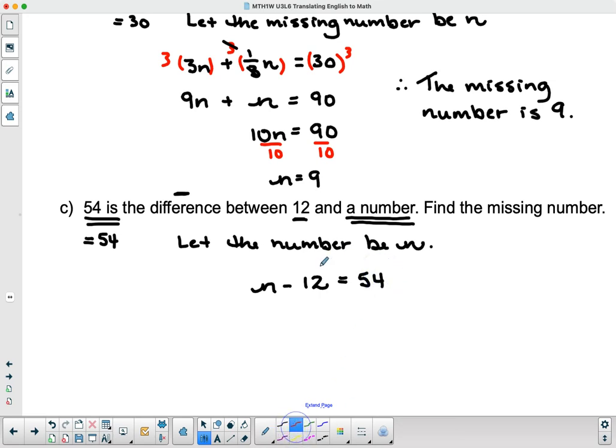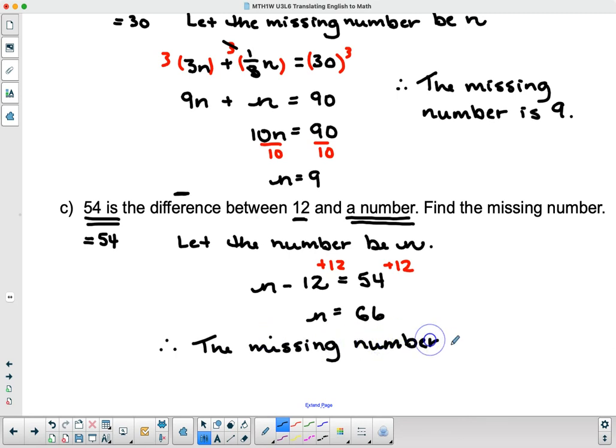This is pretty straightforward to solve. We just have to add 12 on both sides to get the n completely by itself. And so that's n equals 66. And since it's a word question, we can say, therefore, the missing number is 66.